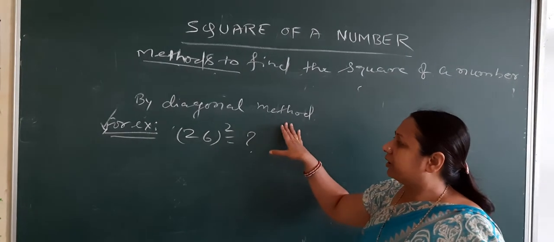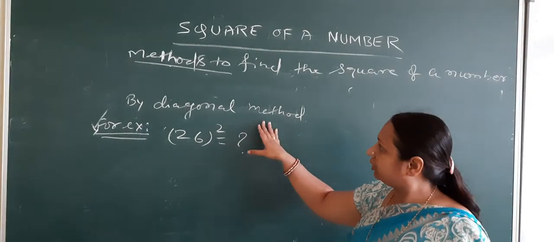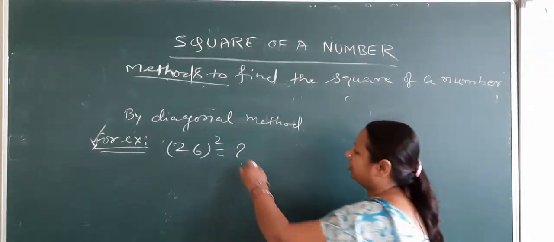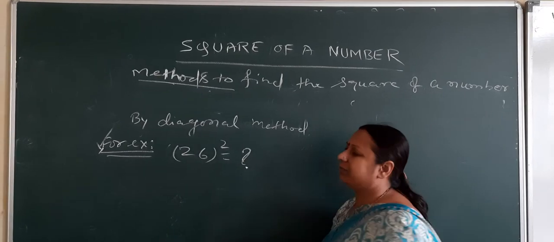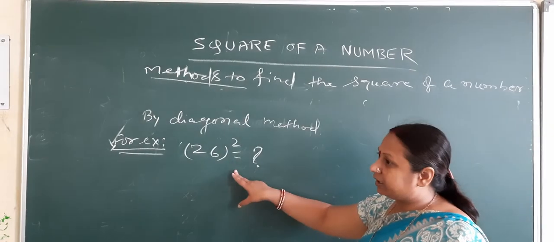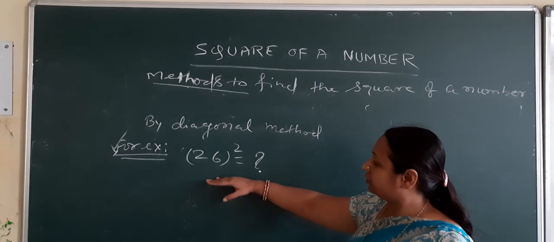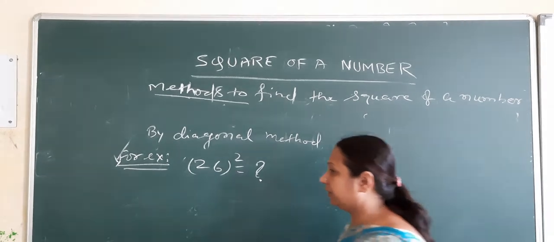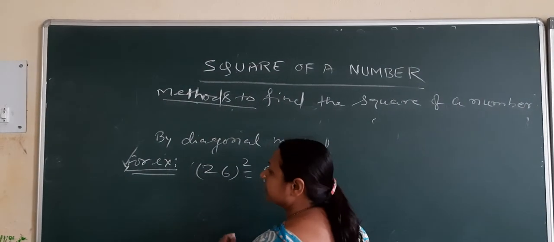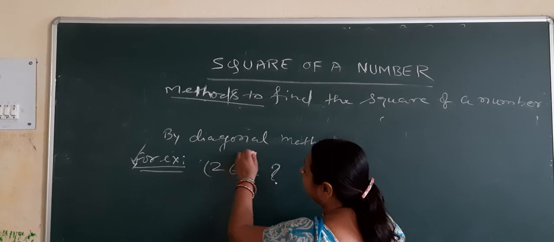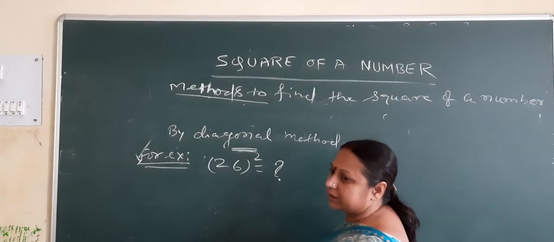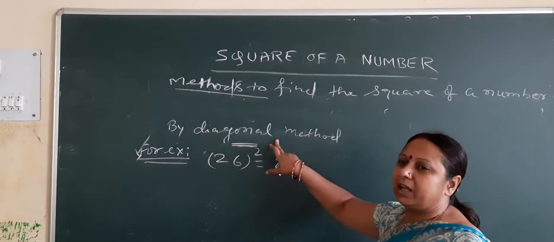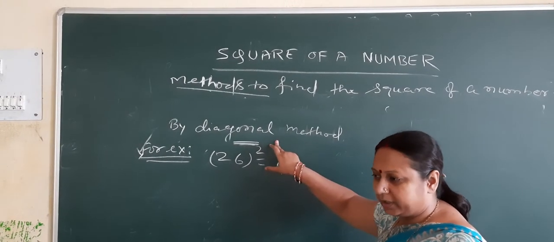Now see the second method, diagonal method. By diagonal method, how can we find the square of any number? As first we have taken 26, secondly we also use this number 26 to find the square by diagonal method. Here the term is diagonal. So from which figure do we get a diagonal? Either it may be a square or a rectangular shape.